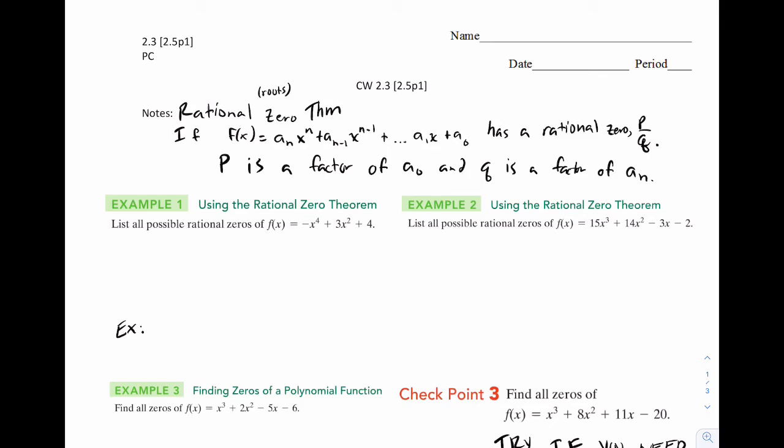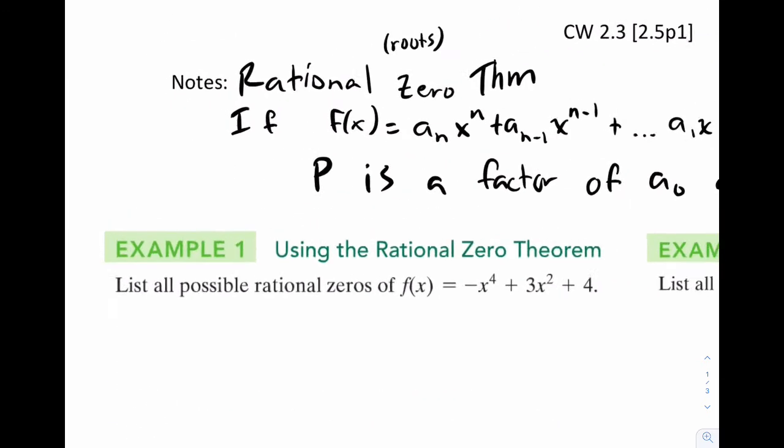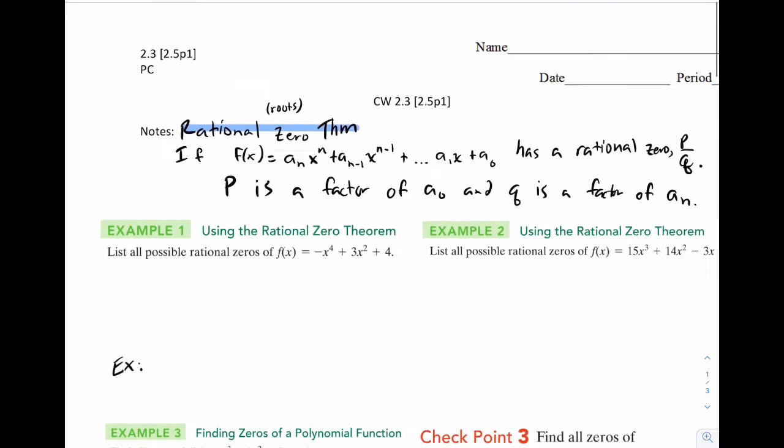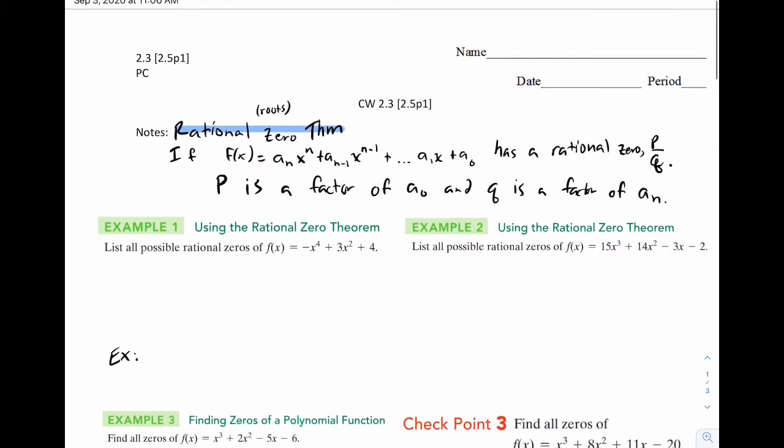Welcome to CW 2.3. Today we're covering the rational zero theorem. So I'll highlight this for you. So the theorem is right here. You don't necessarily need to write down all of this. I'm just showing you the formal theorem because I'm going to explain how it actually works. That's the most important part.